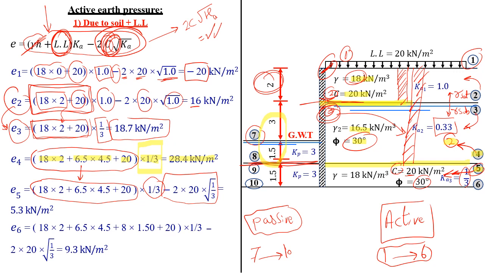The last point, which is point number 6, we have to calculate the effective vertical stress and the live load. It's an easy point, and I will leave it. It will be left for you to try at home.